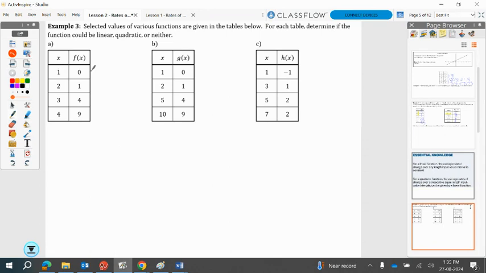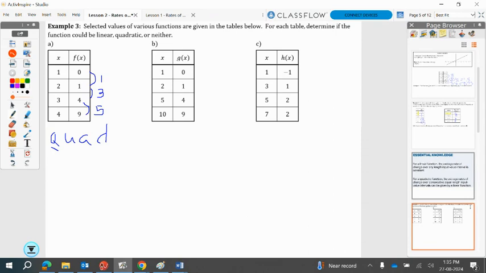So looking at the interval from here to here, noticing that our x values go up by 1, up by 1, up by 1. Great. Secondly, this goes up by 1, so that's 1. This one goes up by 3. And this one goes up by 5. So this function is going to be quadratic.